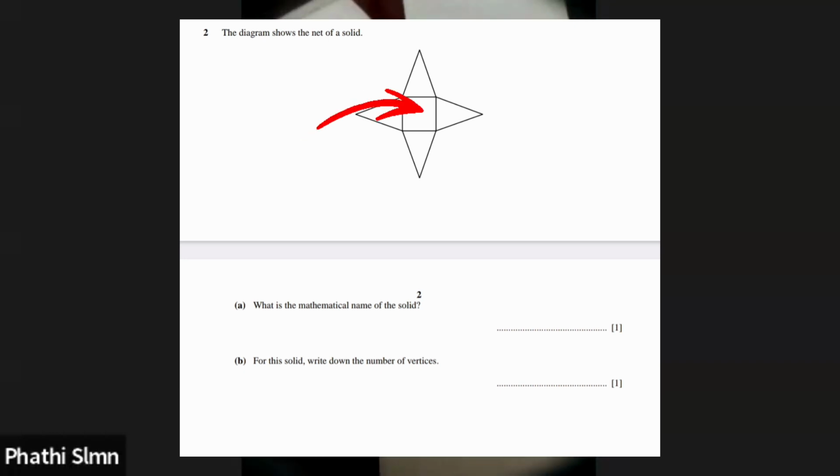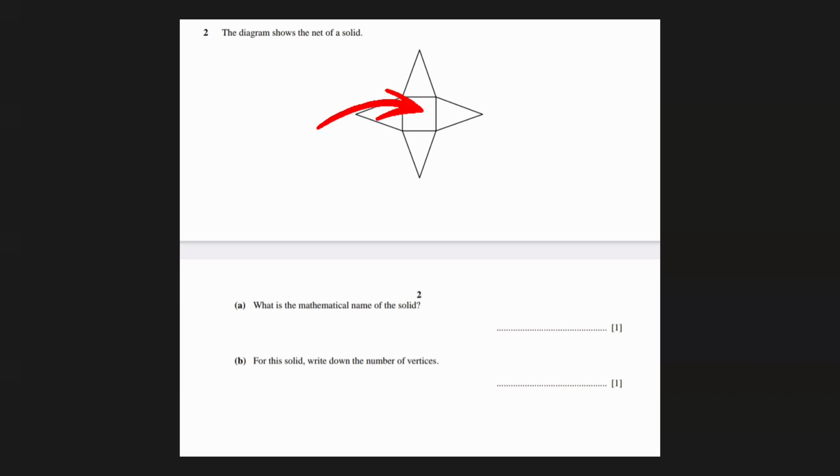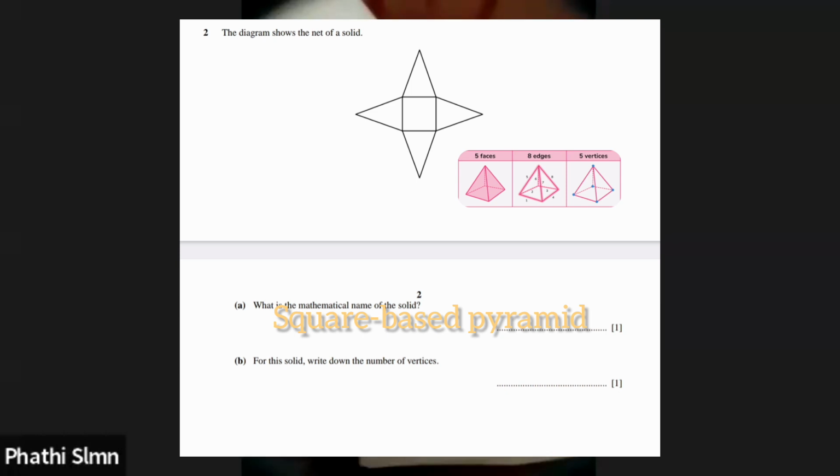Okay, can you see there we've got a square? Can you see this square would be our base? It's a square-based pyramid. Very good. So when you join that together, it becomes your square-based pyramid.